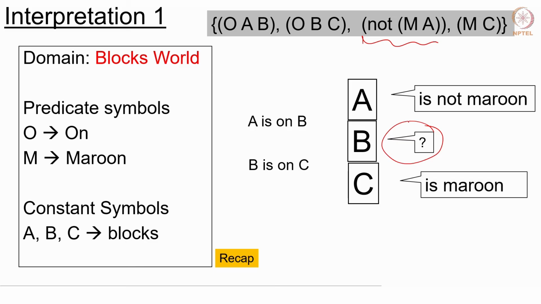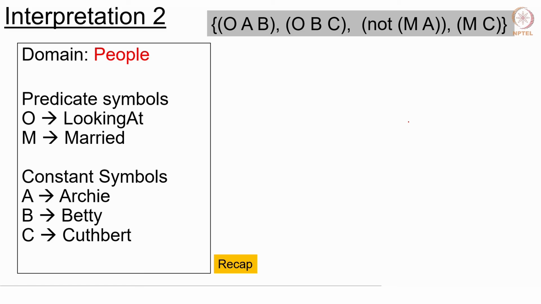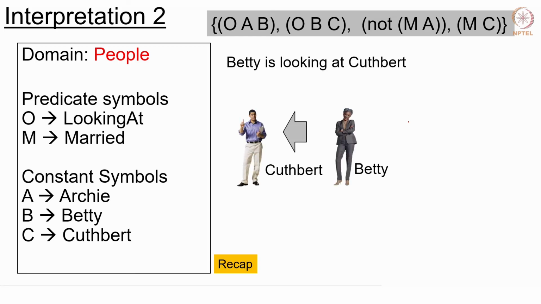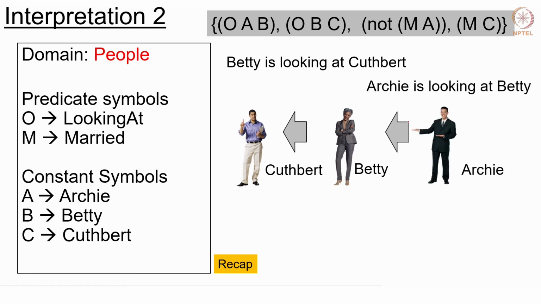So we don't know whether B is maroon or whether C is maroon essentially. And we saw another interpretation in which the domain was people, and O stood for looking at, M stood for married, and A, B, C were three people. And we said that Betty is looking at Cuthbert. So the four statements are: Betty is looking at Cuthbert, Archie is looking at Betty, Cuthbert is married, Archie is not married. But we do not know about the marital status of Betty.